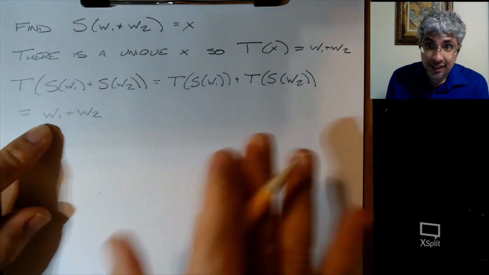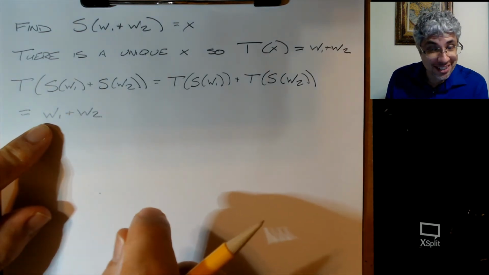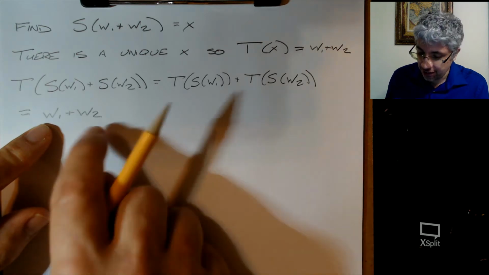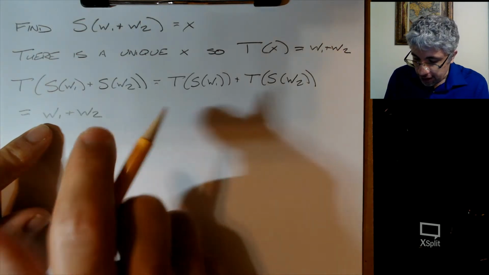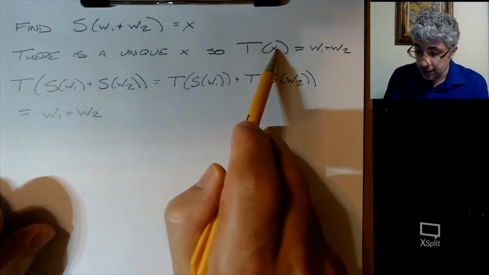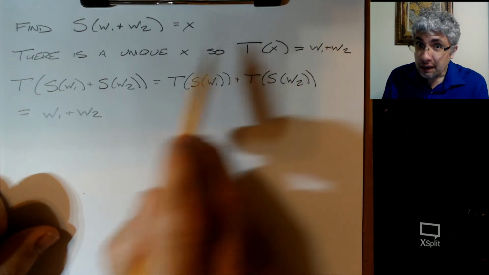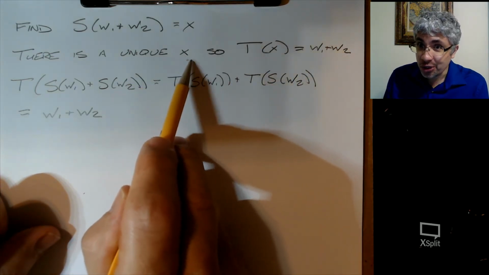Remember, we know that T and S cancel each other out. We just don't know that S is linear. We know that T is linear and that T and S cancel each other out. So what happens here? I found another element that has the property that T of that element is W1 plus W2. But uniqueness, there can only be one.